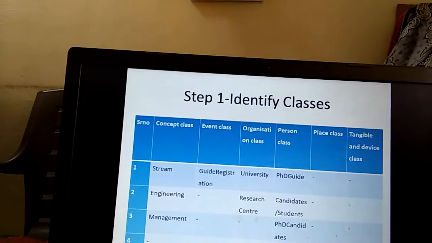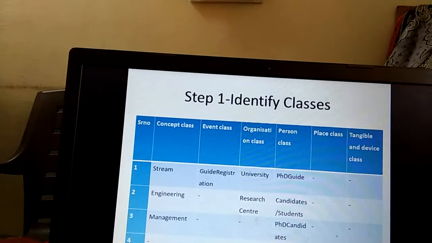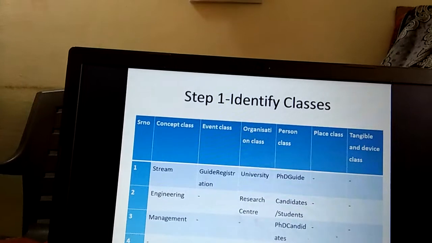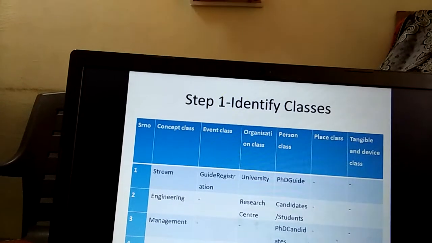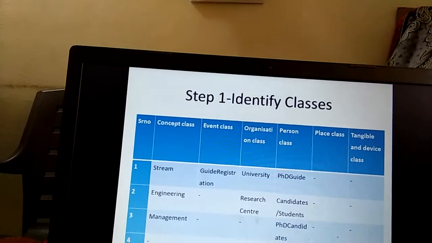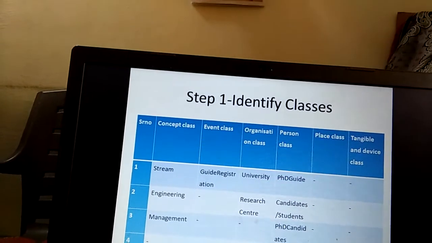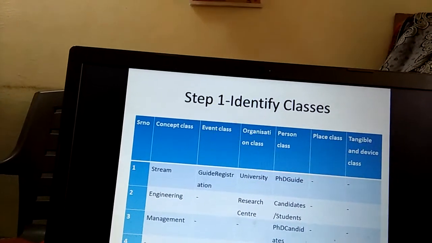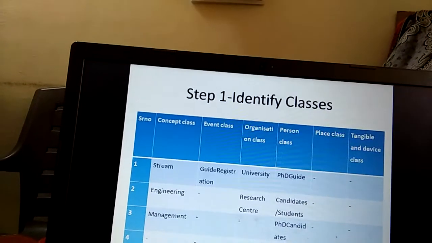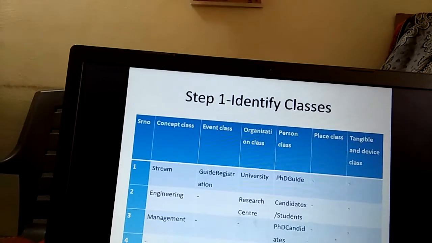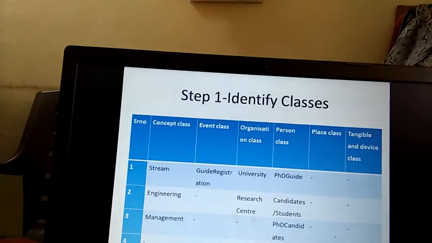Then at the last we have the tangible and device class. It talks about all those classes which we can touch and feel, such as a mobile, a book, a pen, which are tangible things, or a mobile is a device class.